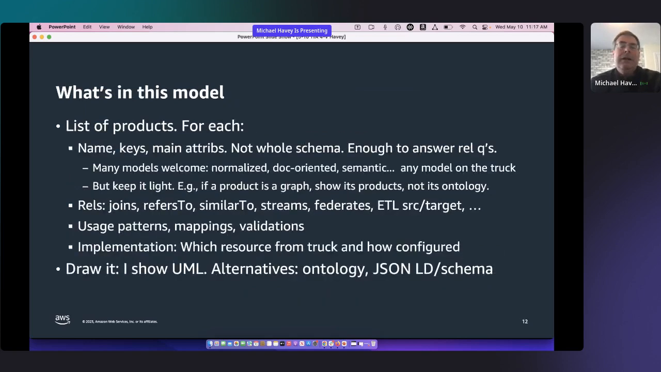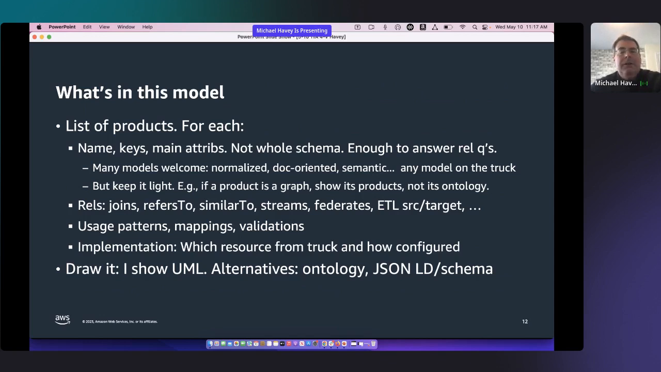So what I need to build into my model are, first of all, a list of products. And for each product, I need to know its name, its keys, its main attributes. I don't need to know the whole schema, but I need to know enough about the schema to answer relationship questions. And bear in mind that my schema may be in different forms. So my data may be inherently normalized. It may be document oriented. It may be semantic. So we need to keep each of those options open.